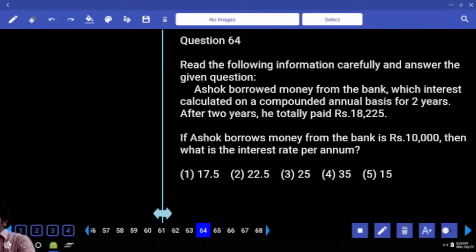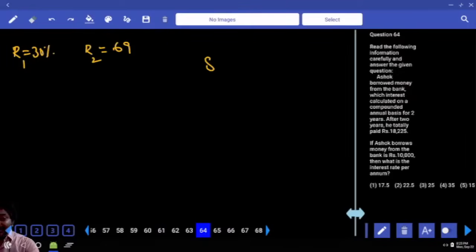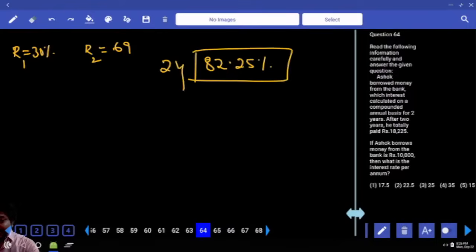If the rate of interest is X% per annum, for 2 years it will be X plus X square by 100. You know it, right? If the rate of interest is 30% per annum, for 2 years it will be 30 plus 30 square by 100, total 69. But we have 82.25% as our rate of interest for 2 years. At 30% per annum it should be only 69. But we have 82.25.